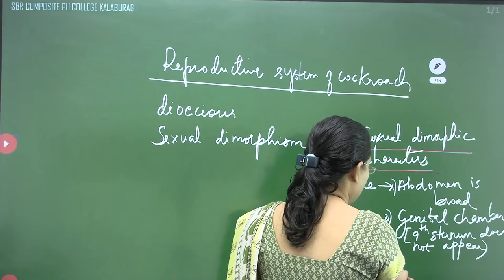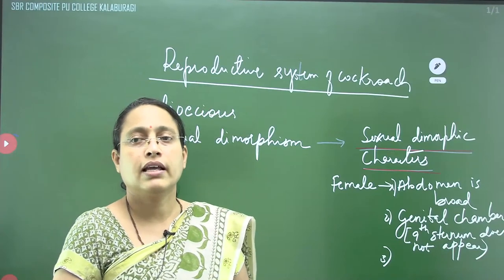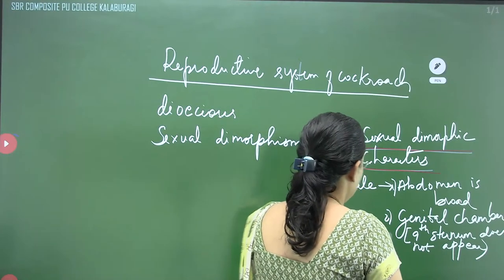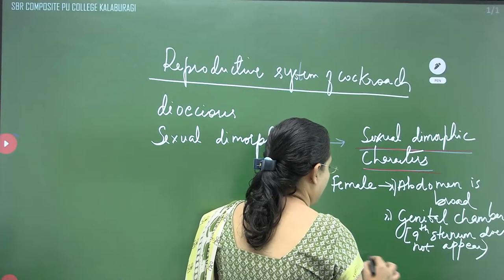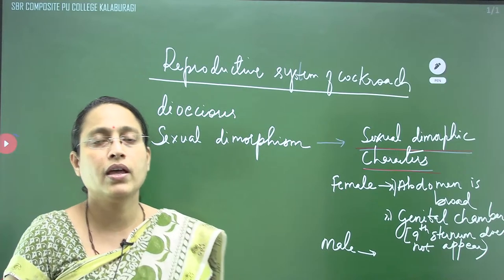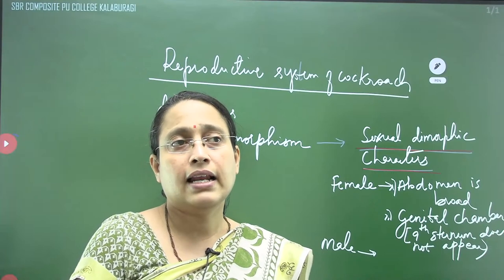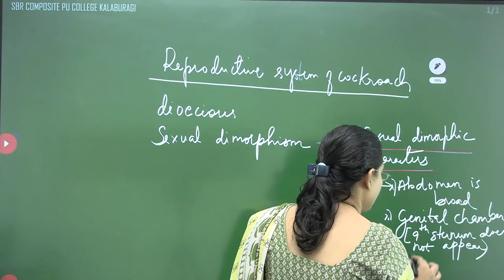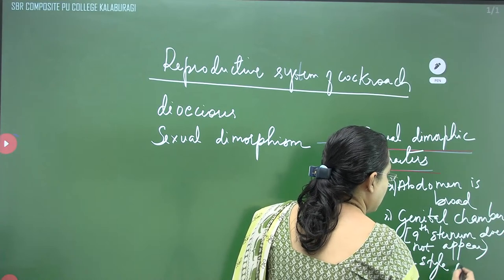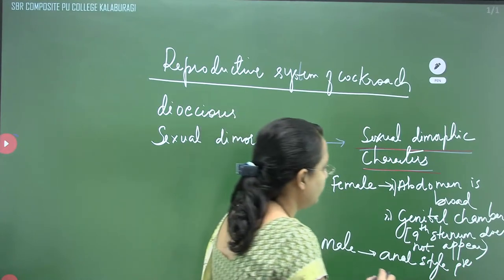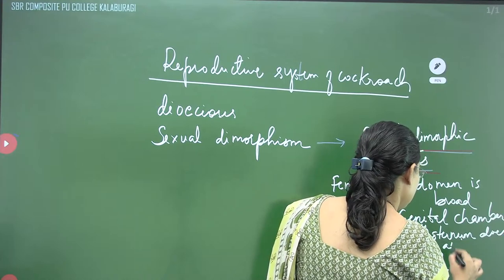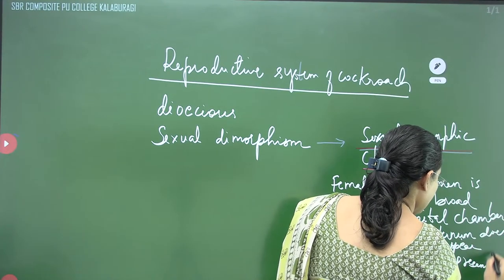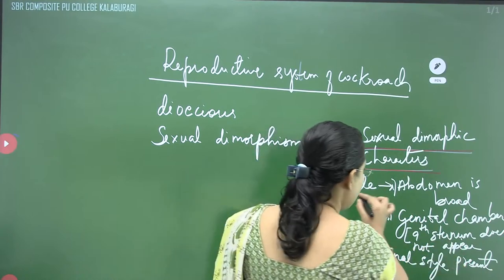Then the third sexual dimorphic character will be in case of male. Male will have anal style, which arises from the ninth sternum. So anal style is only present in the male, but it is absent in female.